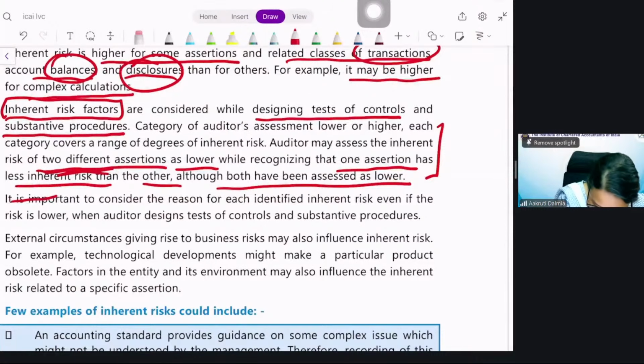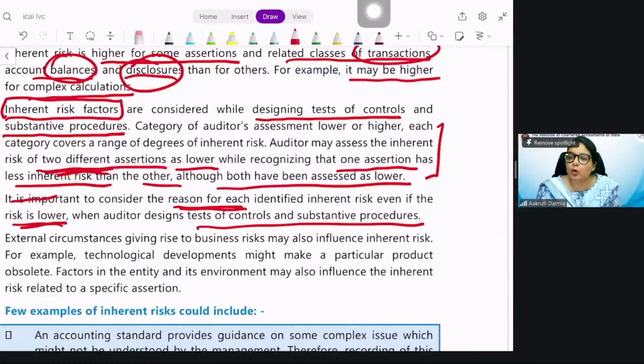Next. It is important to consider the reason for each identified inherent risk, okay? Even if the risk is lower when the auditor designs tests of control. Risk is low, does it mean we will not check at all? No. Still we have to check, but we may check a smaller sample. That's it. So even if identified risk is low, we don't eliminate checking anything. Is that clear? For everything, we need to obtain reasonable, sufficient, appropriate audit evidence.